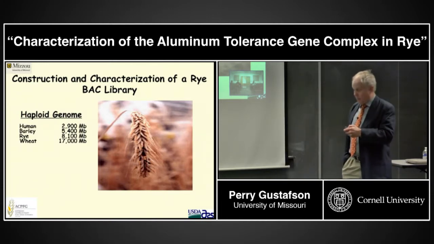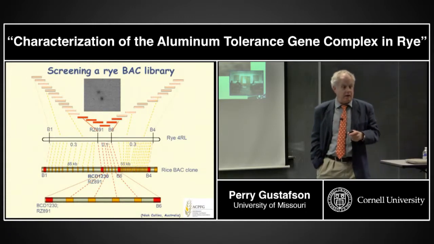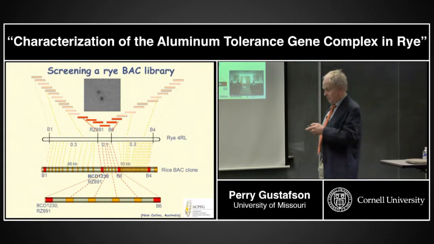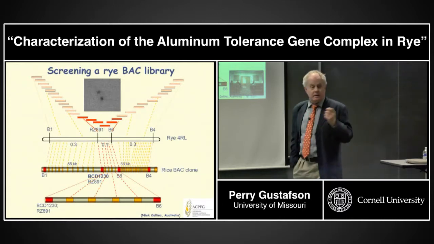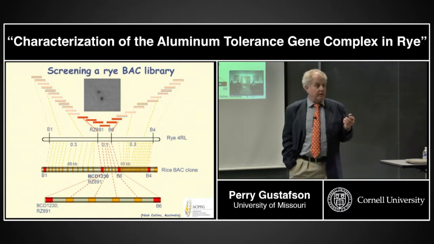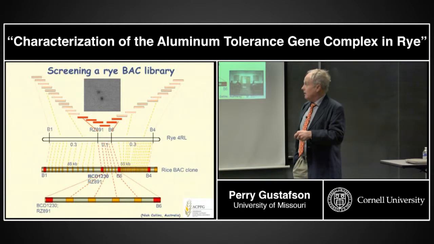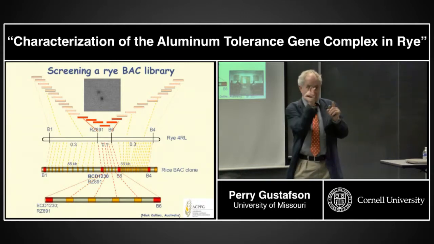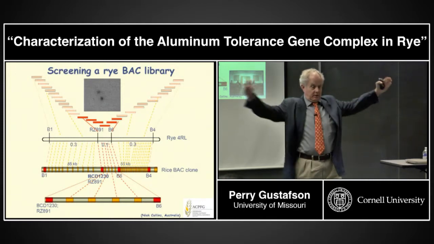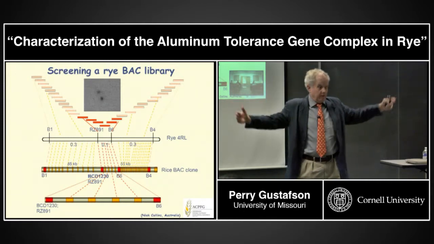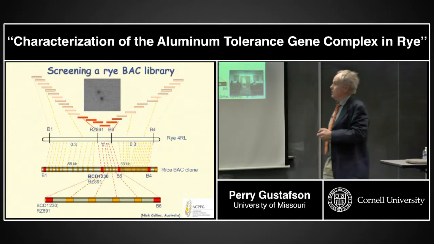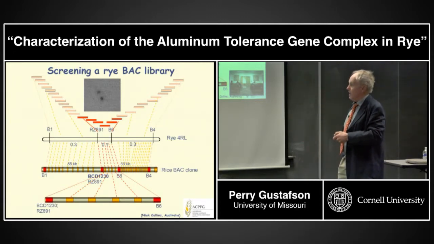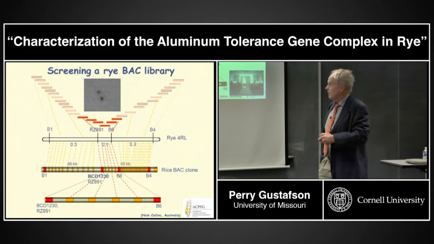So I talked Peter Langridge into making a rye BAC library, and in Adelaide made a rye BAC library with the thought in mind we would screen the rye BAC library for a BAC that contained our region of interest and try and sequence a small piece of the rye genome instead of the whole thing. So Nick Collins and Bujung Shi in Adelaide screened about 5,000 BACs, and found several BACs that appeared to span this region.